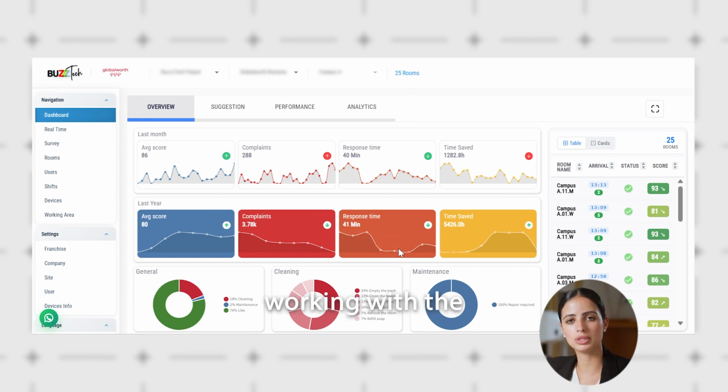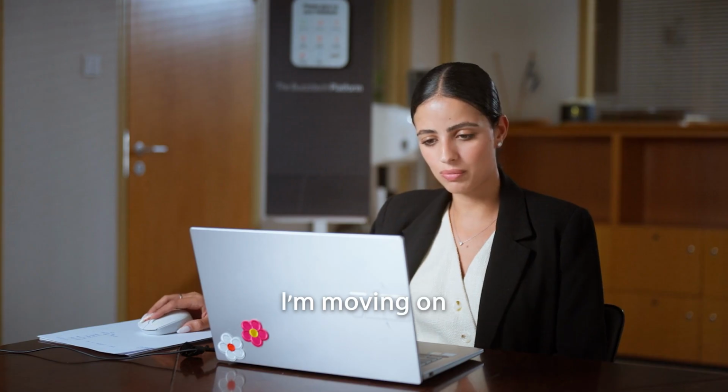Once you start working with the devices and the cleaning staff begin to use the devices properly and cooperate, you can actually see that the response time shortens significantly and the trend clearly declines in the annual trends. Time saved, the trend is rising, and that's good. This means we've managed to save a lot of time in the field. I'm moving on to the charts.